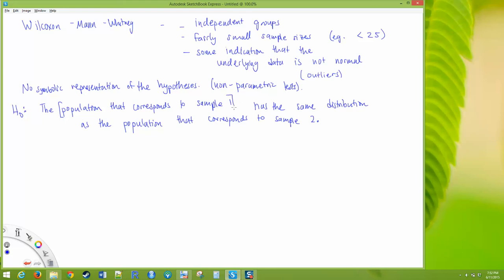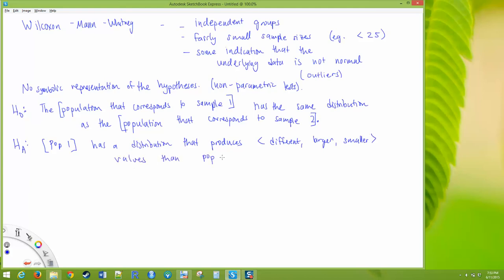Okay, and of course, population that corresponds to sample one is just kind of a stand-in for whatever the problem actually states. Okay, but this would be the generic one, and then the alternative would be that, I'm going to just write, population one has a distribution that produces different, larger, or smaller values than population two.